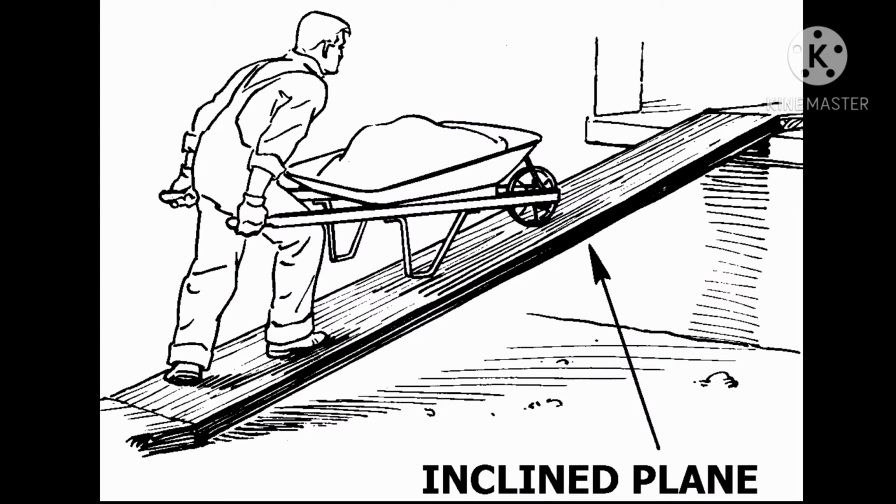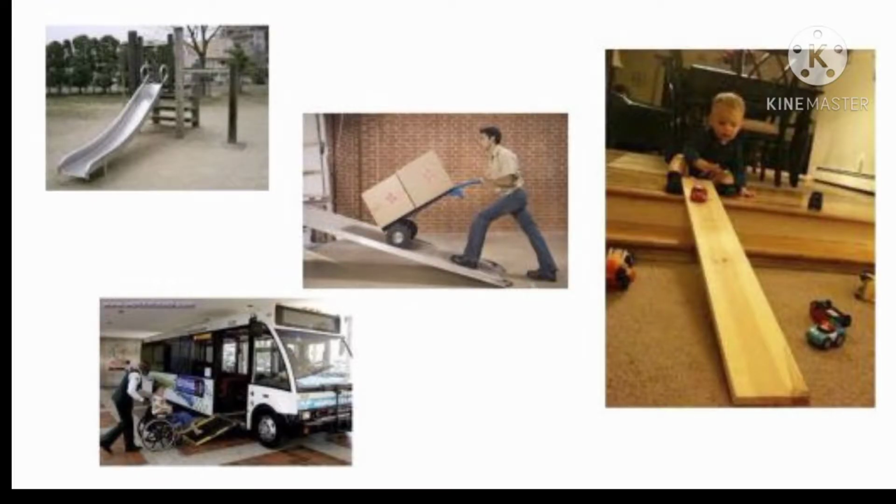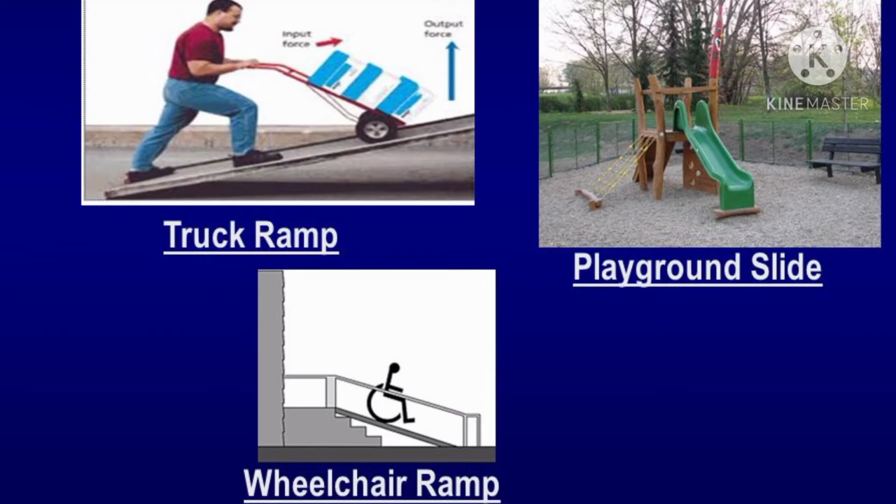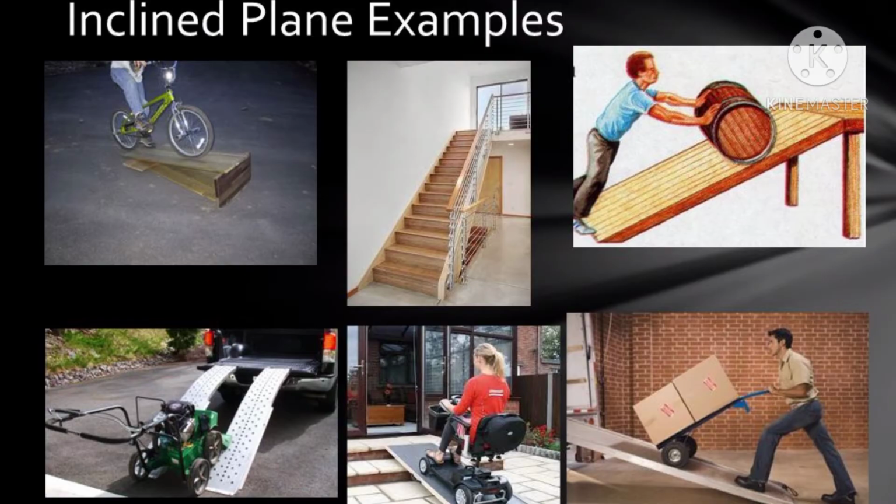A simple machine that has a sloping surface is called an inclined plane. An inclined plane or a ramp helps us to move objects up to a particular height. Some common examples of inclined plane are ramps, slides, etc. A staircase is also an example of an inclined plane.